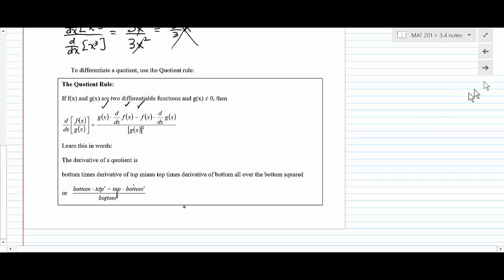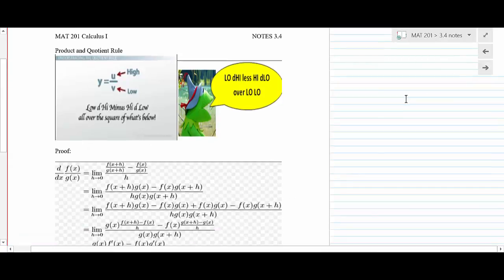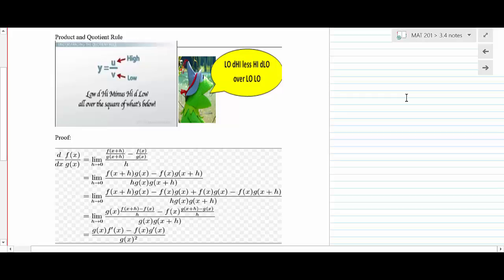So on the next page, here's another way. Some students like this. I never learned this, but I've seen some teachers use this, and it's kind of slick. If you have u over v, you can think of the u as high and the v as low. So you can think of it as low d high minus high d low over the square of what's below. How cool is that? That's like a little jingle, like a little rap there.